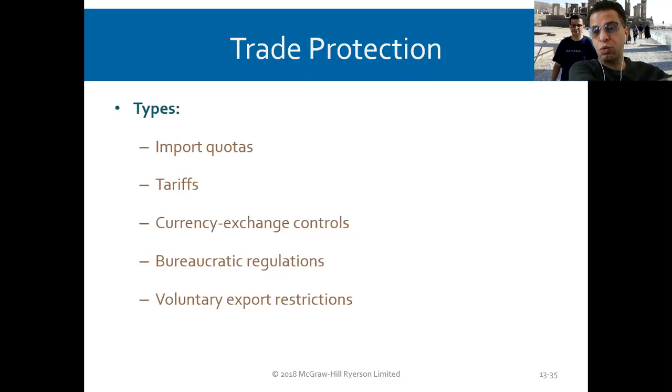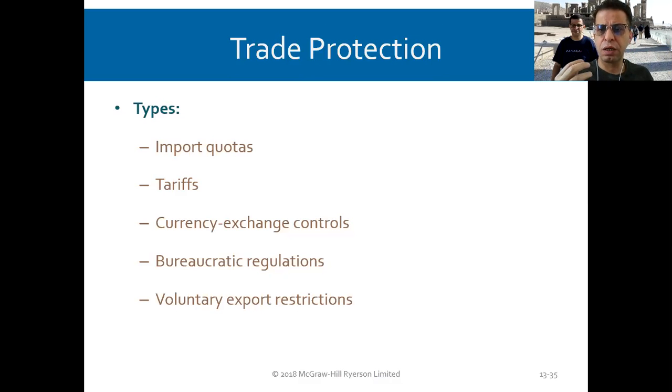So that's why you sometimes have what you call trade protection. And the types of trade protection, you have the import quota, you have something called tariffs, you have the currency exchange control, you have the bureaucratic regulations, and voluntary export restriction.